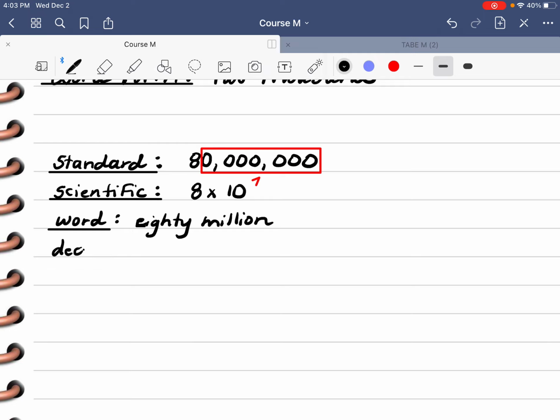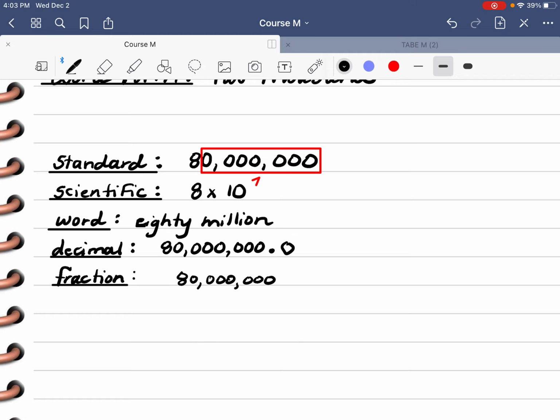Decimal form. If you can see standard, you can do decimal because it's just that number, a decimal, and if you want to, let's add a 0 out there, or as many as you want to add. And then the fraction form, again, if you can see standard, you can get the fraction. So we have 80 million, and it needs a denominator, so we can only use a 1.